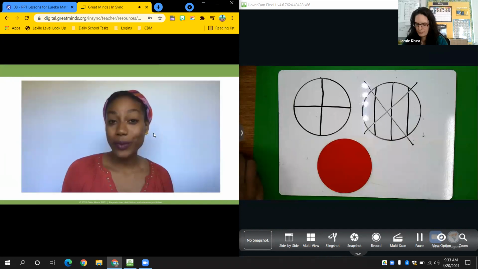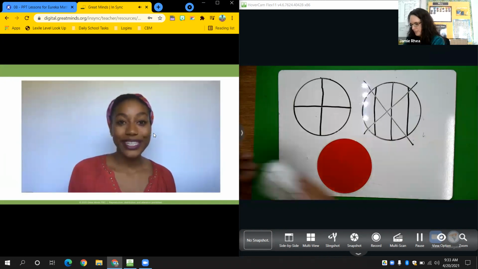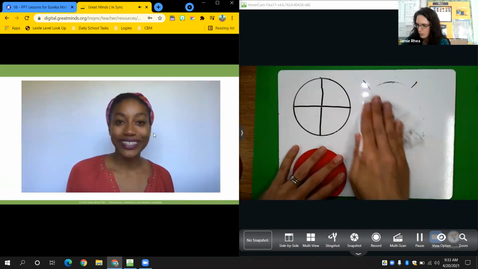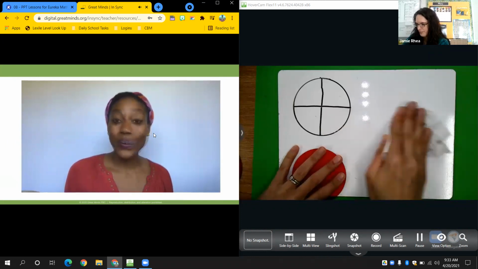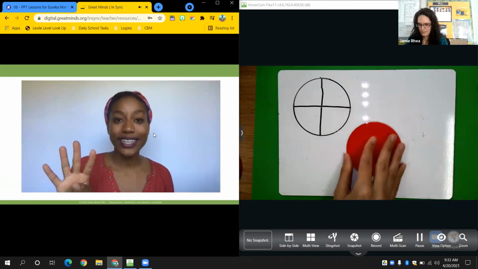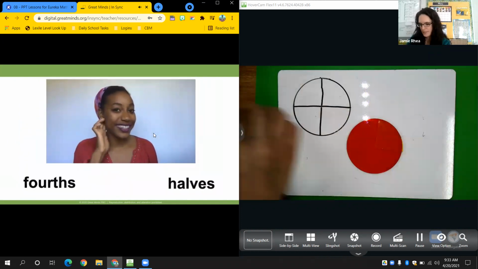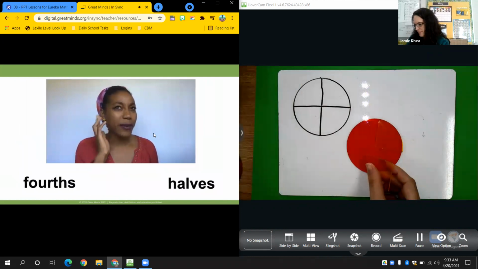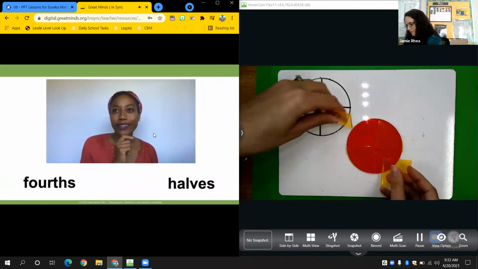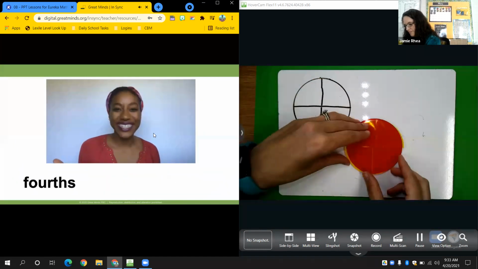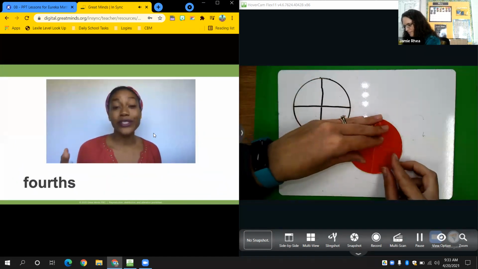If 4 people are sharing a pizza, how many pieces do we need to cut the pizza into? Fourths. We need to cut it into 4 pieces. And what would we call each of those pieces? Fourths. Would we call them halves? No, fourths. It's in the name. We would cut them into fourths.